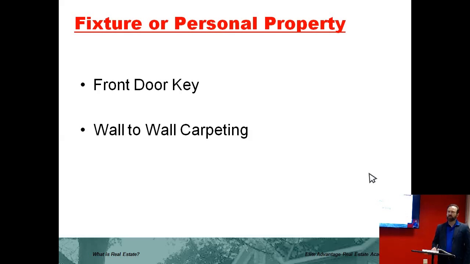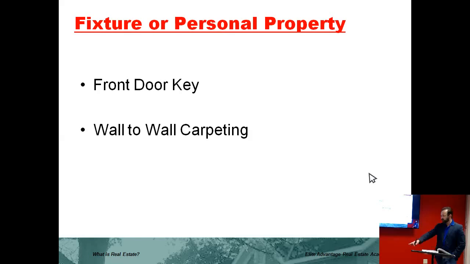How about wall-to-wall carpeting? Personal property? Because it can be attached. Okay. Wall-to-wall carpeting. Something about an area rug. Okay. Wall-to-wall is attached, right? An area rug is not attached.